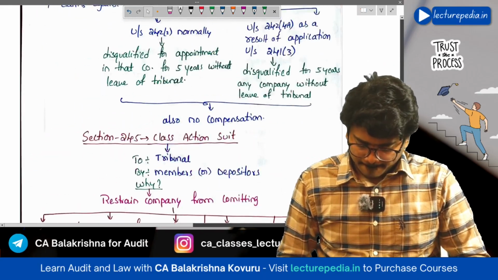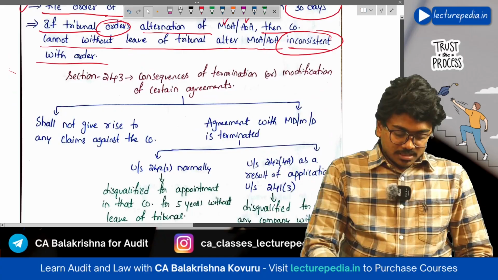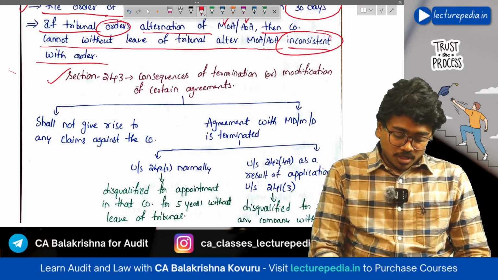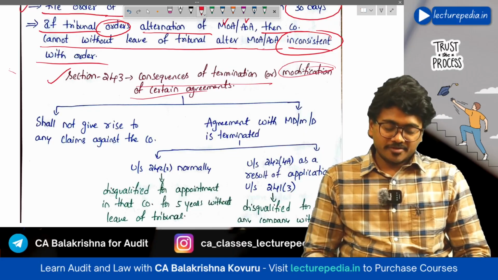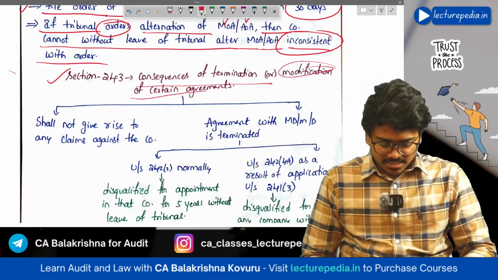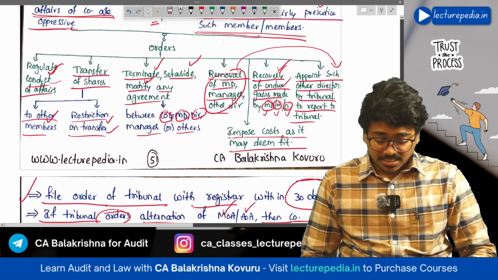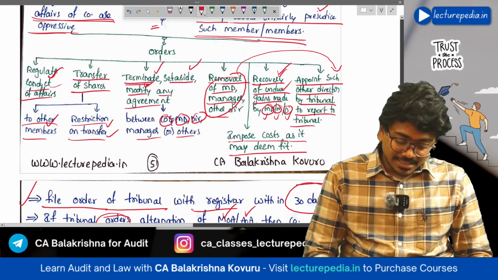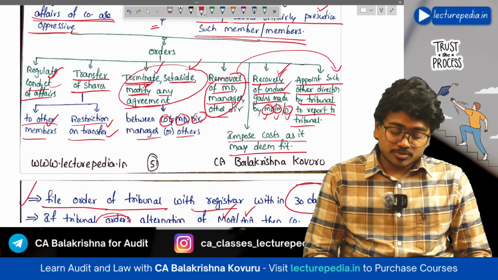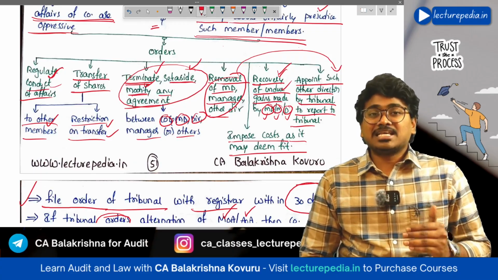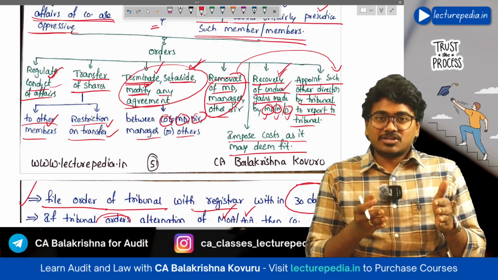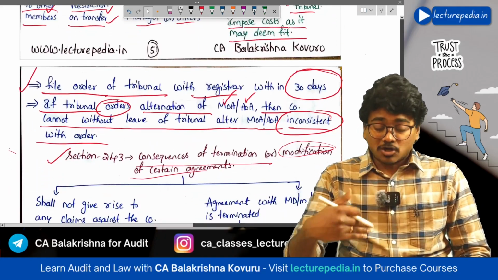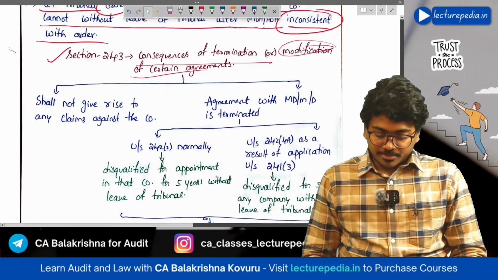Next, now moving to the next section, section number 243, which deals with consequences of termination or modification of certain agreements. Now, if you see in the previous section, we have seen the tribunal by ordering will terminate, set aside or modify some types of agreements. So as a consequence of modifying or setting aside of those agreements, what will happen? What are the consequences of such termination?